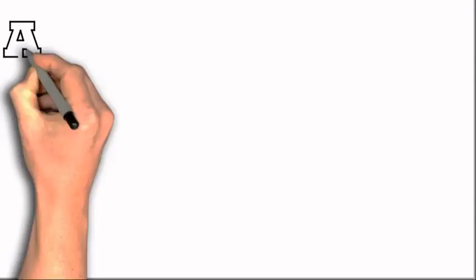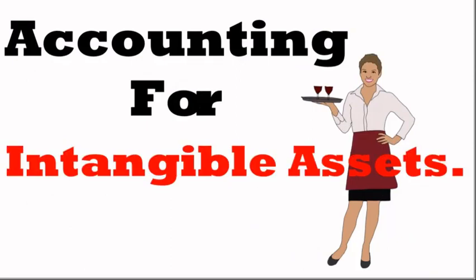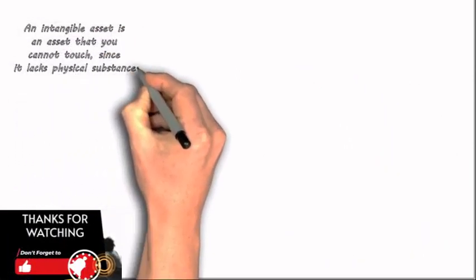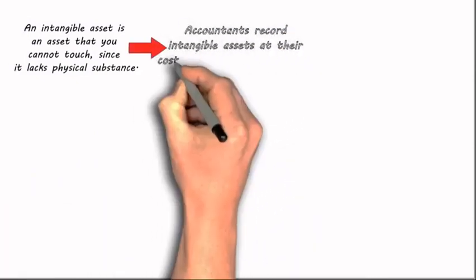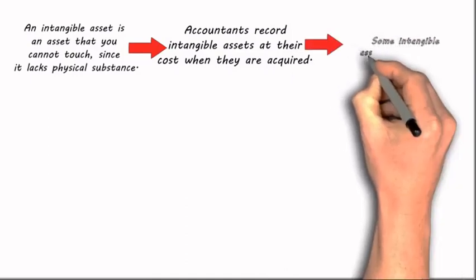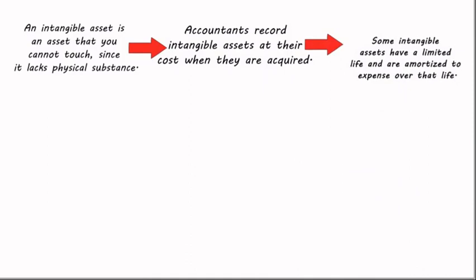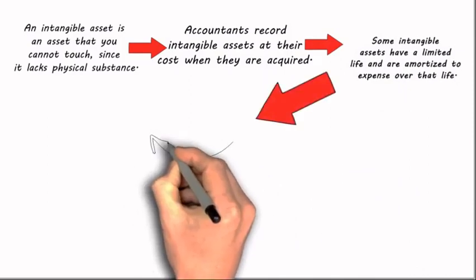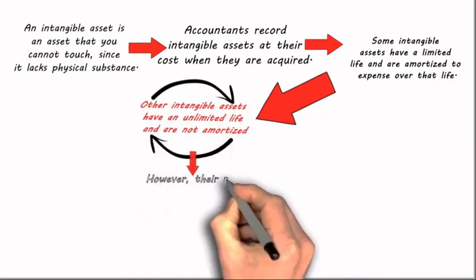Accounting for intangible assets. An intangible asset is an asset that you cannot touch, since it lacks physical substance. Accountants record intangible assets at their cost when they are acquired. Some intangible assets have a limited life and are amortized to expense over that life. Other intangible assets have an unlimited life and are not amortized. However, their reported cost is reviewed annually.